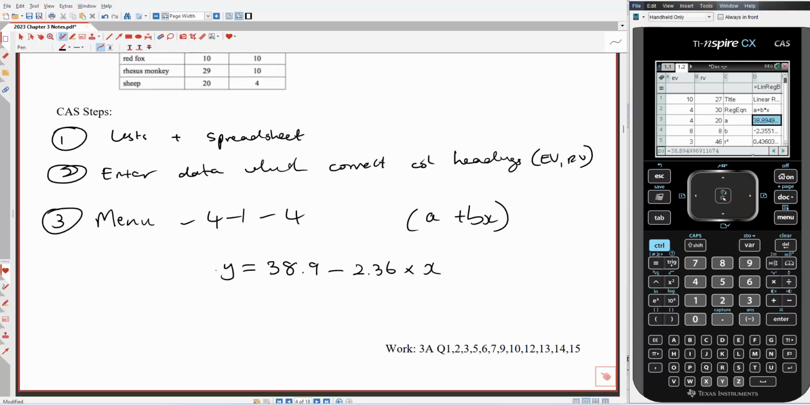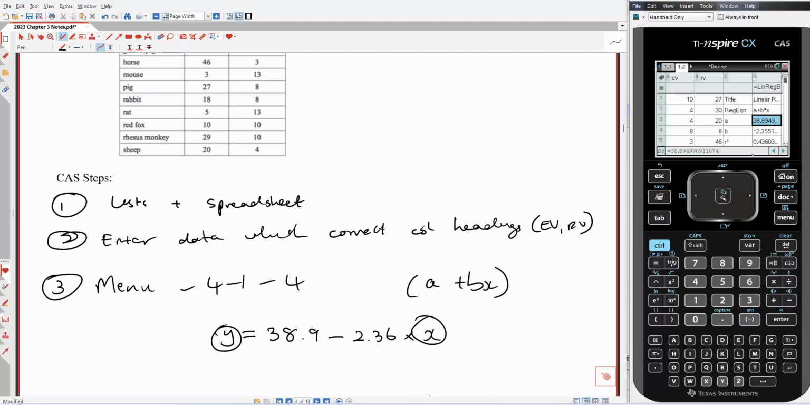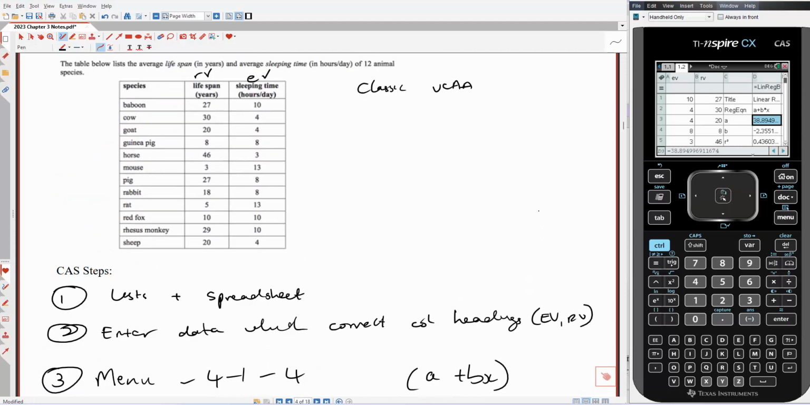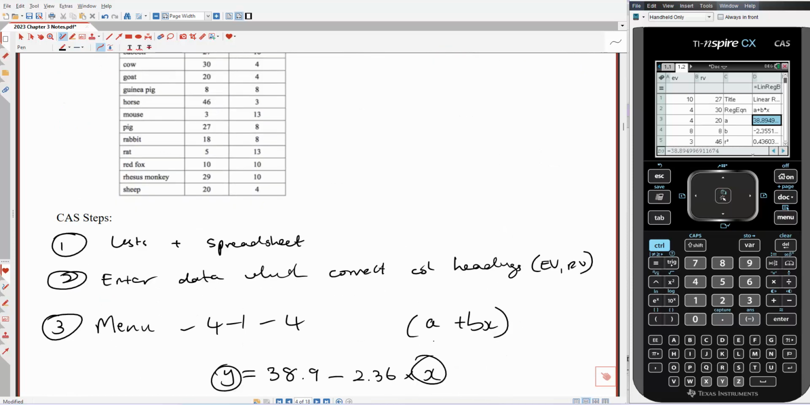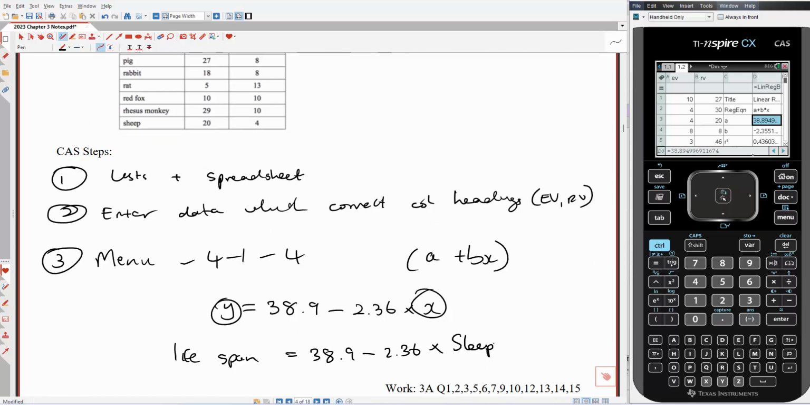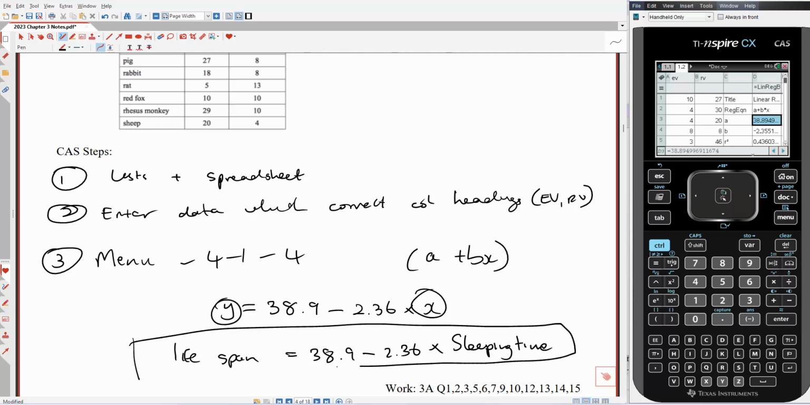But remember, what we do in general maths is we contextualize the y and the x. So y is the response. So we're going to go lifespan equals 38.9 take away 2.36 multiplied by sleeping time. Okay, and this is our prediction model. This is the way we're going to work it all out. We're going to use this model here, and you can give us a sleeping time of an animal, and what it will do is make an attempt to predict their lifespan.